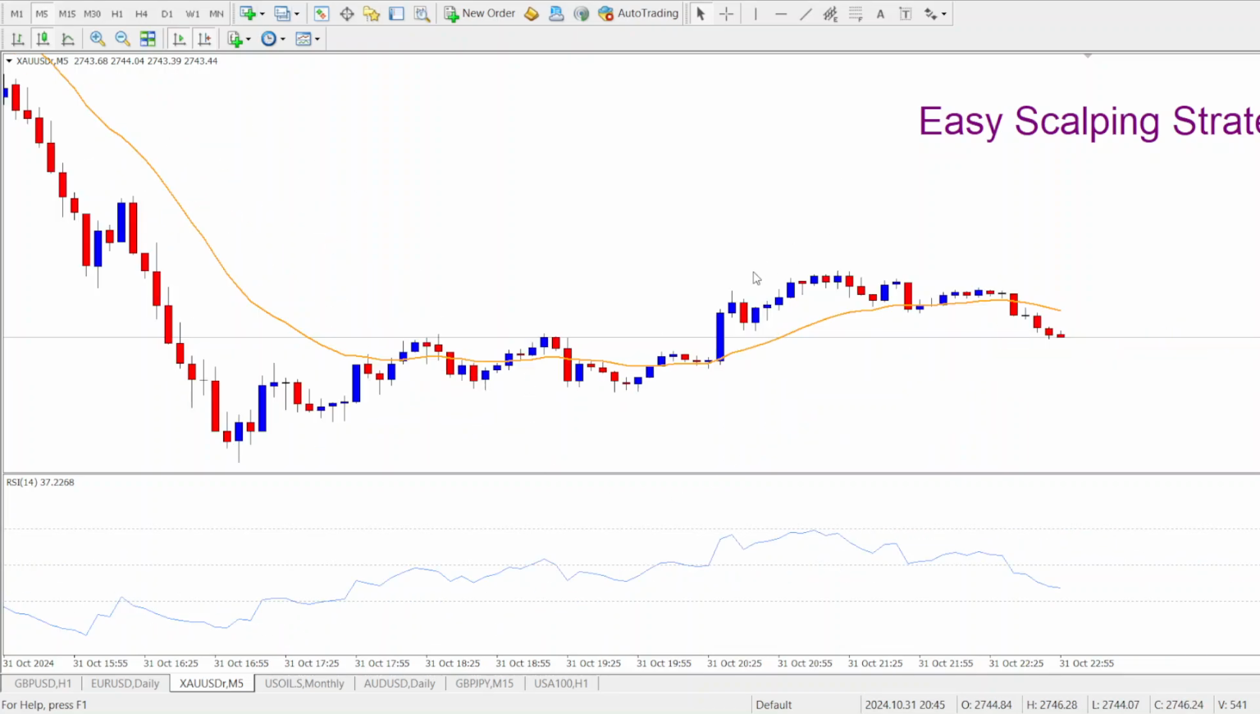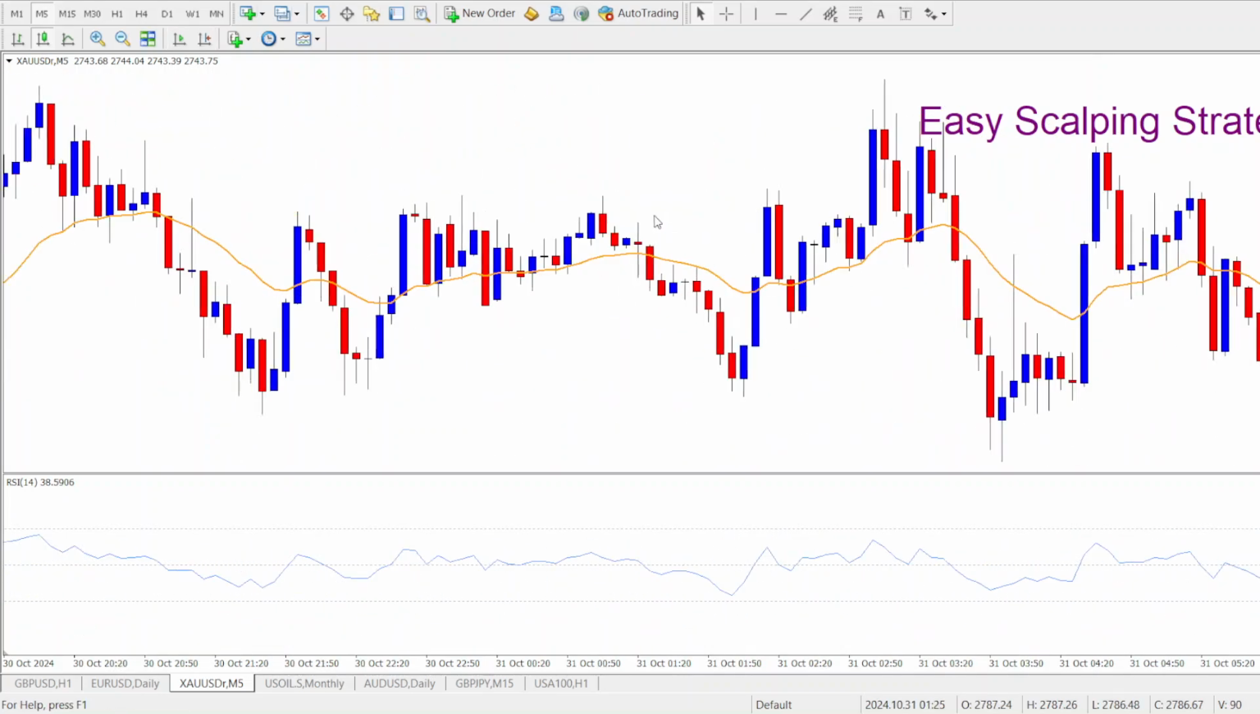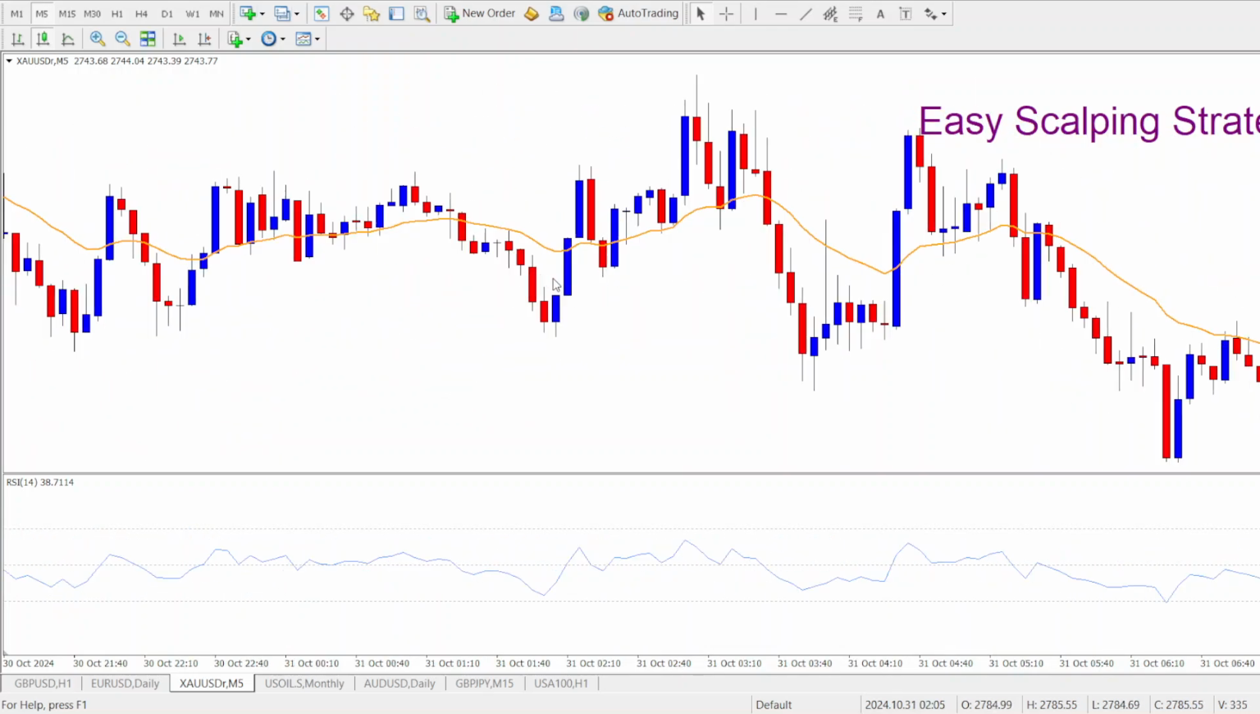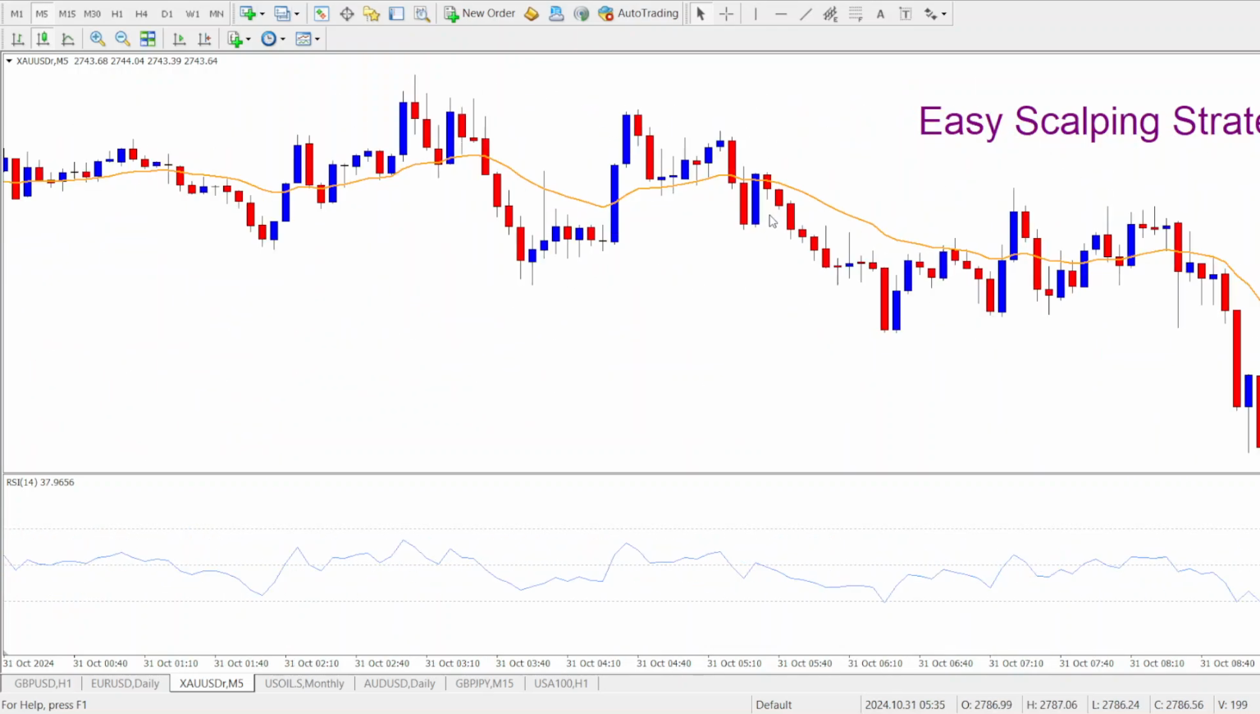The strategy is quite easy to use. Whenever the price is above the moving average, we are looking for buying opportunities. On the other hand, when the price is below the moving average, we are looking for sell opportunities. Now, the RSI, on the other hand, will help us to spot overbought and oversold conditions. This is key for scalping because we want to catch trades at the point of reversal.